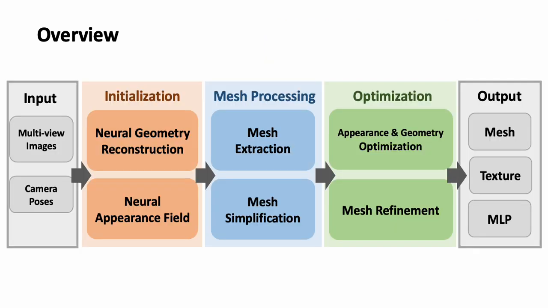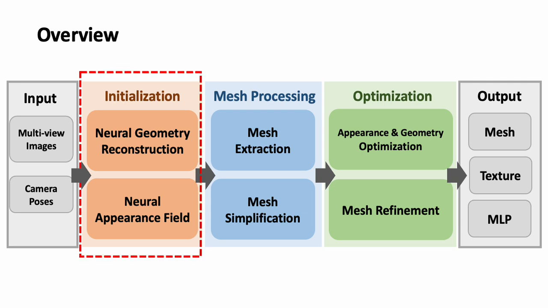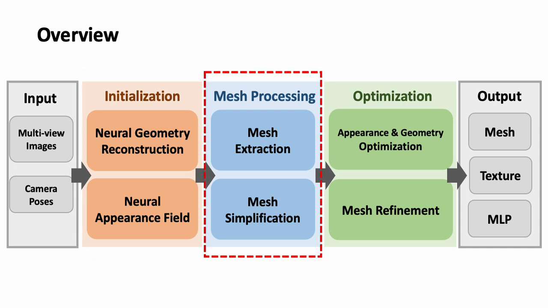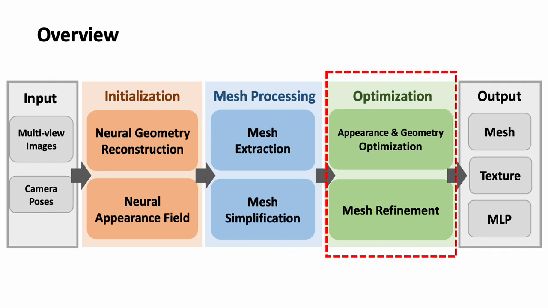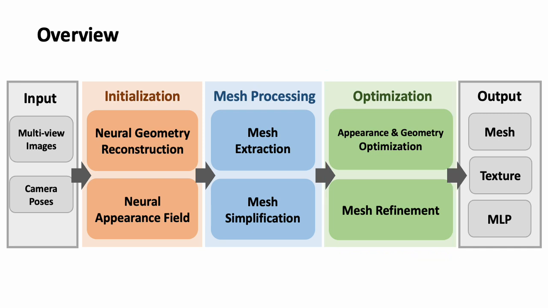This is the overview of our pipeline. It consists of three steps. First, we initialize geometric and appearance neural fields. In mesh processing, we extract the mesh and apply mesh simplification for creating a lightweight mesh. Then we optimize the appearance field jointly with vertex deformation while defining the mesh topology.